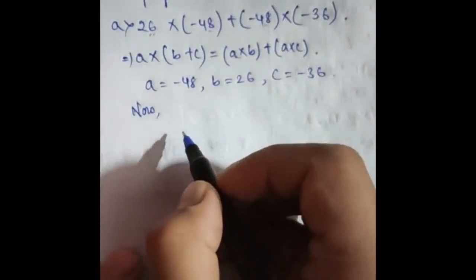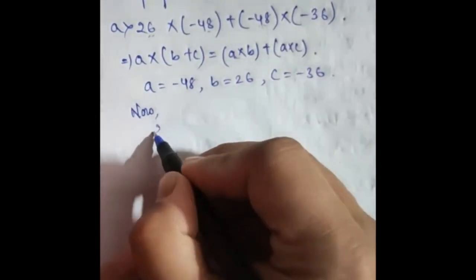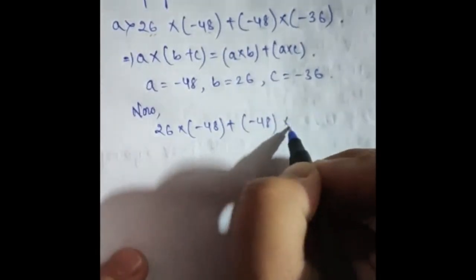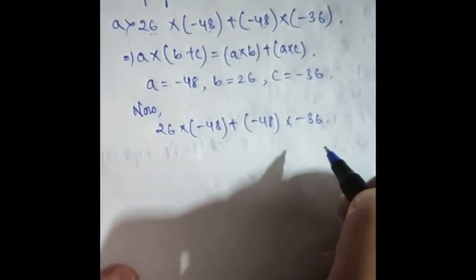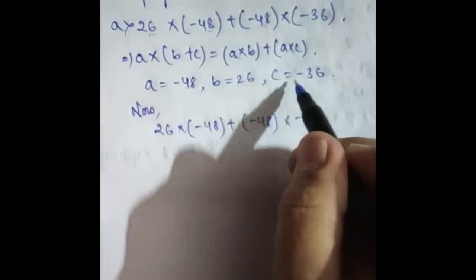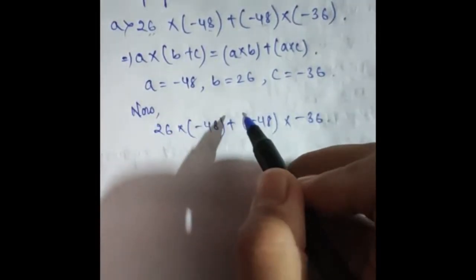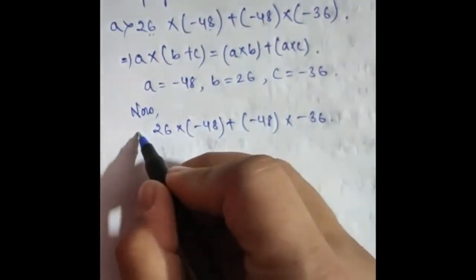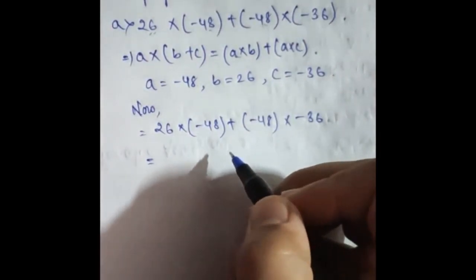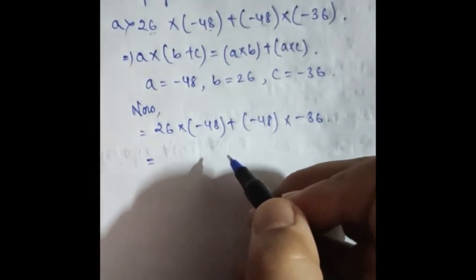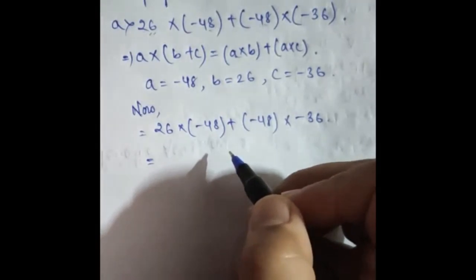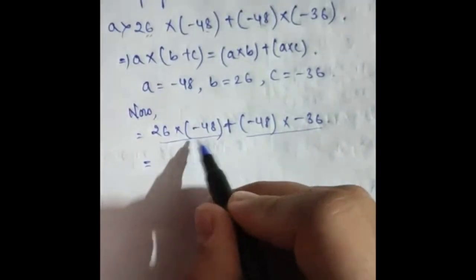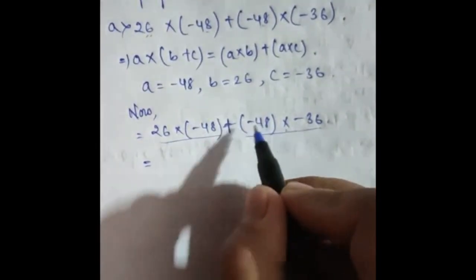So we can write like this: 26 into minus 48 plus minus 48 into minus 36. From the next problem, I'm not going to write this. I'll directly solve it. Okay, this is just for your better understanding. I've written this. So from now a new concept will arise, that is to take a common factor. Just see here, in between these two, you have minus 48 as a common factor.